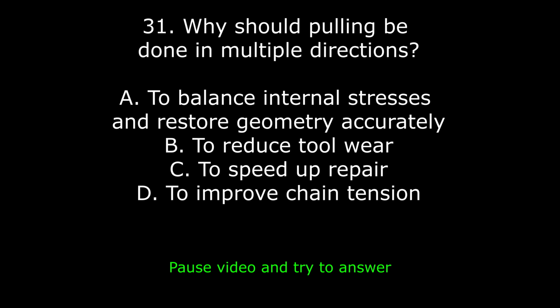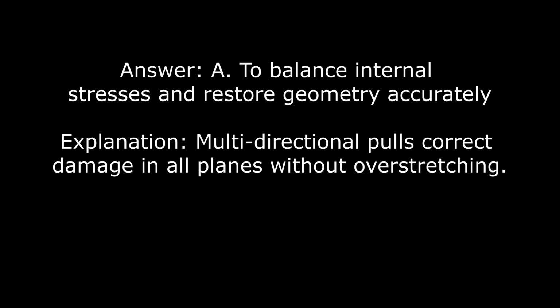31. Why should pulling be done in multiple directions? A. To balance internal stresses and restore geometry accurately. B. To reduce tool wear. C. To speed up repair. D. To improve chain tension. Answer: A. To balance internal stresses and restore geometry accurately. Explanation: multi-directional pulls correct damage in all planes without overstretching.